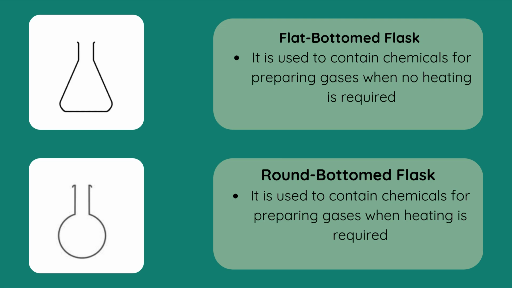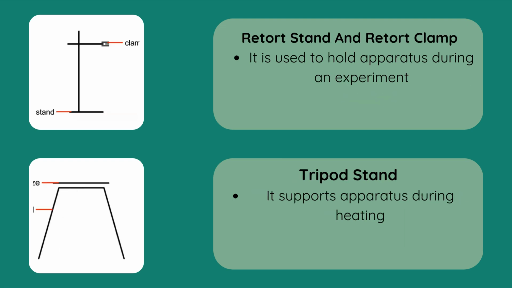How do you tell them apart? The flat bottom flask has a flat bottom. Easy? Let's move on. Now, we have the 2 stands that are used during the experiment, usually. On the top is the retort stand and the retort clamp. It is used to hold apparatus during the experiment. At the bottom, we have the tripod stand. It looks like a cup upside down.